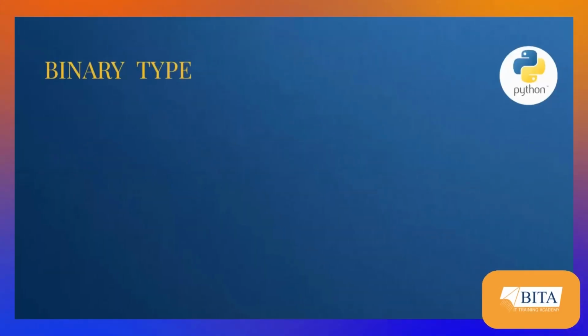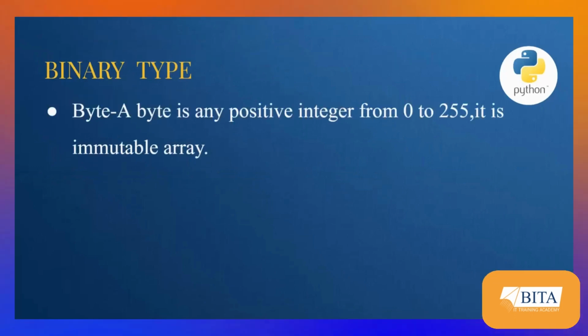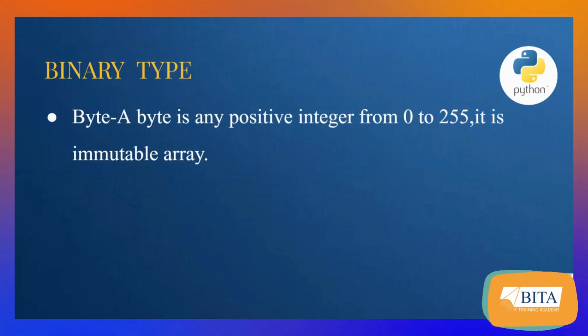Today we are going to see the binary data type in Python. In the binary data type we have bytes. What is a byte? A byte is any positive number from 0 to 255. If you pass any number from this range, you can get the byte representation for it.